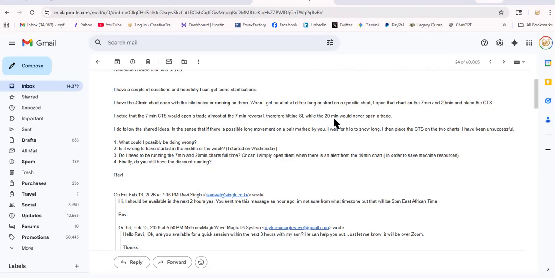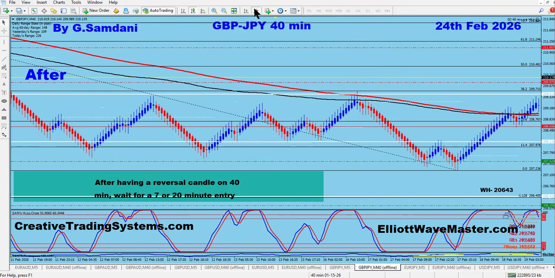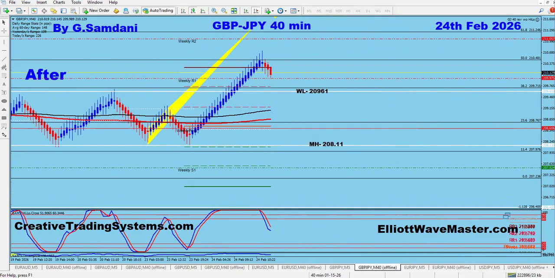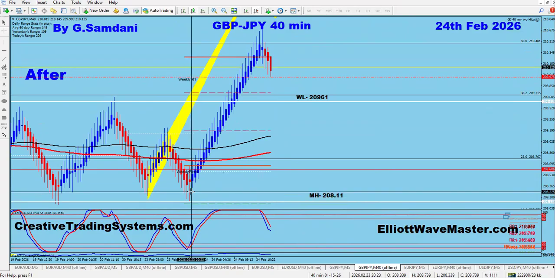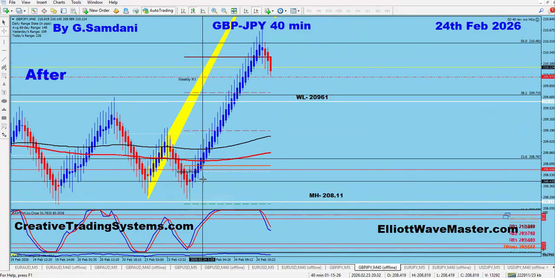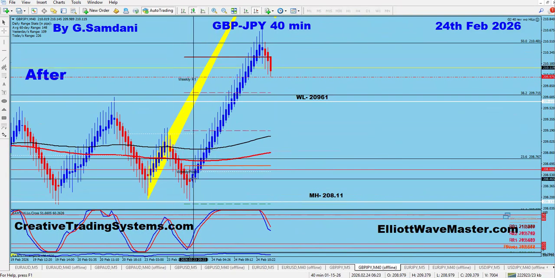Okay, so right after the 7-minute chart, now let me go back to the 40-minute. Here I'm going to open up a little bit. Okay, this is the reversal candle here, right? A very small body. Now the 7-minute entry should be, most of the time, within 1 to 4 candles, right? Somewhere here, that you will get the 7-minute entry. And then somewhere here, you will get a 20-minute entry. Remember that. You're not going to get a 20-minute entry here.